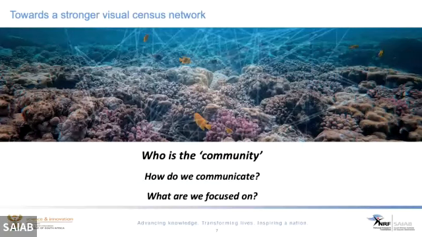And our first step towards building this strong network was to gain an understanding of our community within the network. So who exactly are we? How do we communicate? Are we on the same page and speaking the same language? And what discussions are we having? Are there topics that we find incredibly important? And are we not focusing on discussions that we potentially should be?